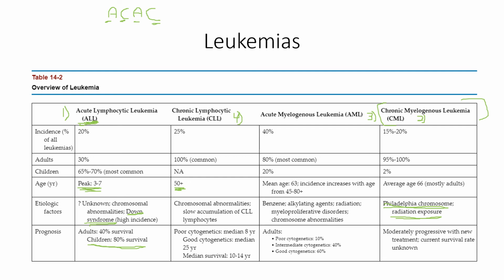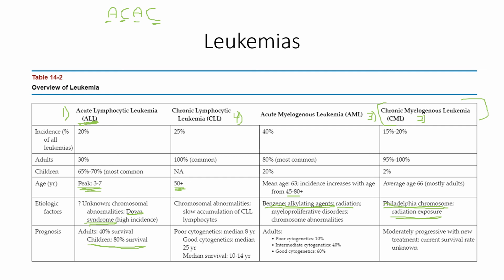Acute myelogenous leukemia has a very similar exposure. It could be due to radiation, but also benzene and other alkylating agents. These are usually some of the agents that cause AML to occur. And the age range is usually 45 to 80.